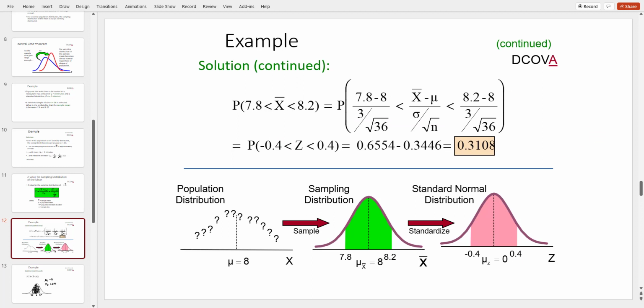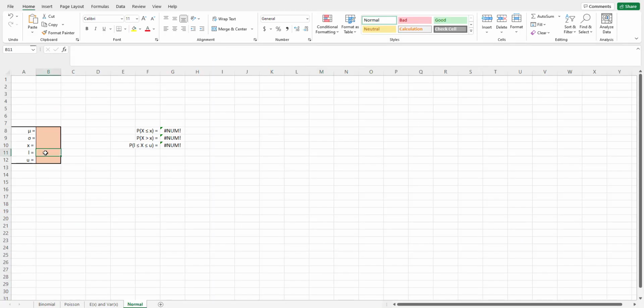We can also use my normal distribution Excel template. So in this one, we're going to put in the mean and the standard deviation, but this time we have a lower and upper bound. So my lower bound is 7.8 and my upper bound was 8.2. And we want this answer here, where it says 0.3108. X is in between the lower and upper bounds.